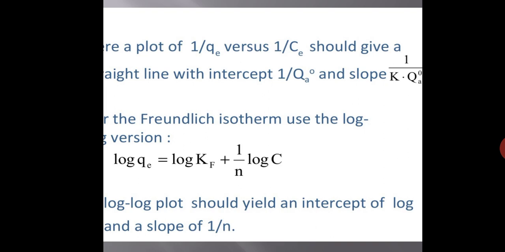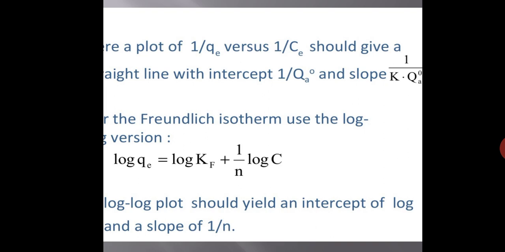Now, in the previous equation I gave you a relationship between pressure and x by m. X by m is the amount of gas adsorbed per gram, isn't it? The specific surface area we have taken, the amount of gas that is adsorbed per gram of the adsorbent.